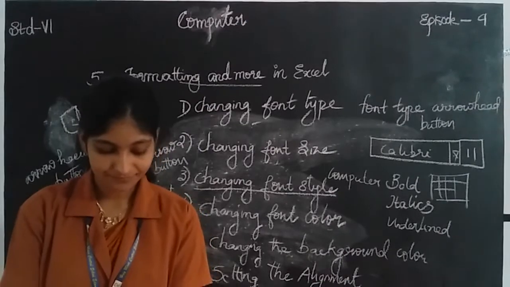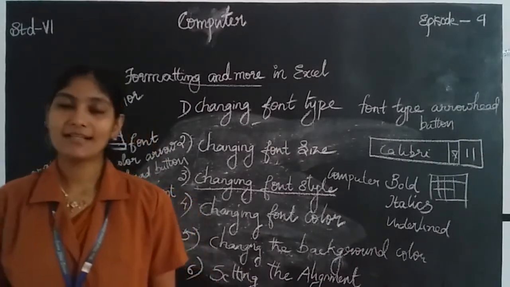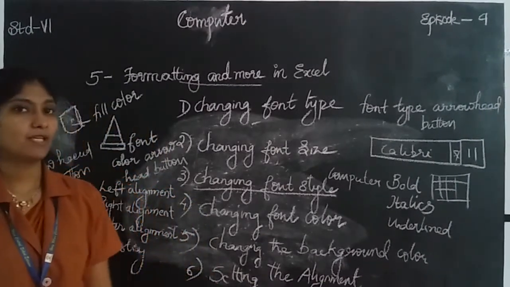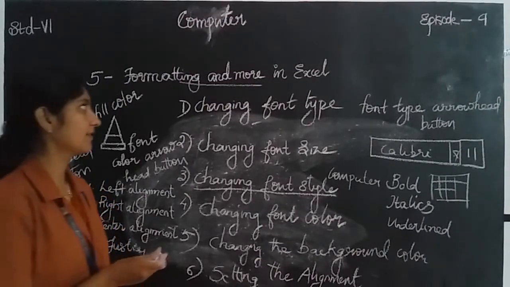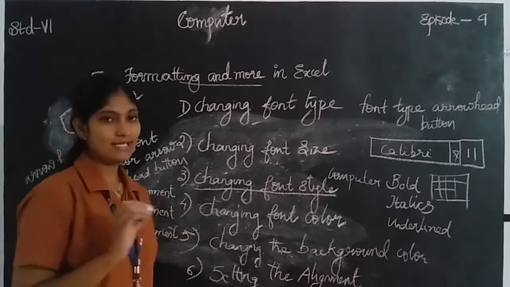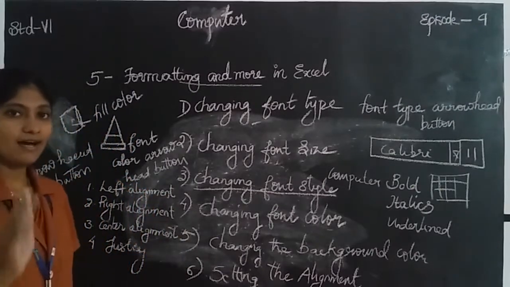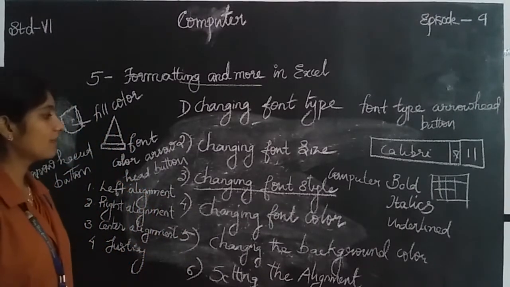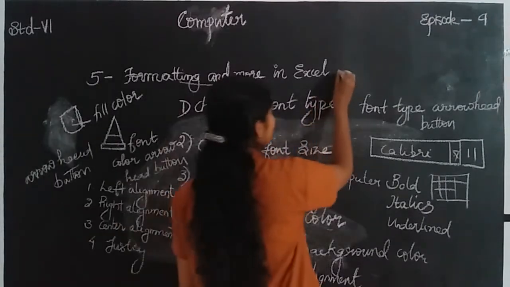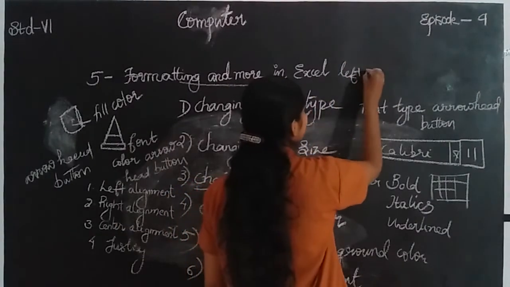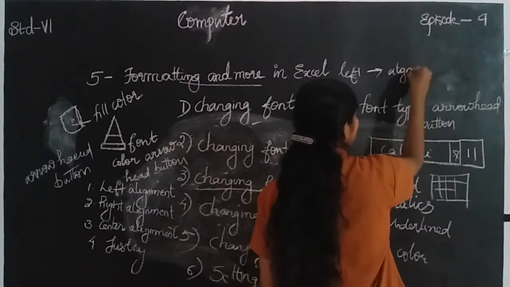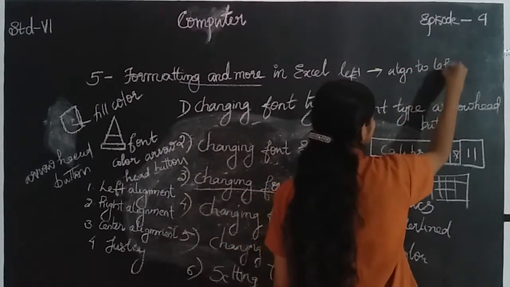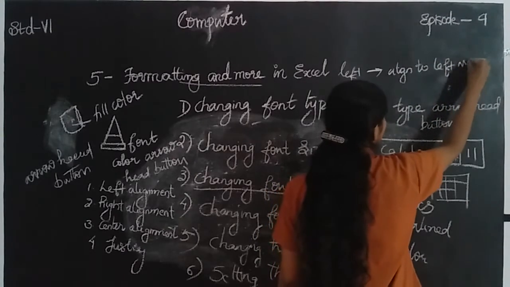So here, left first. Left alignment means the text or the data aligned to the left of the margin. Left alignment means aligned to the left of the margin. Left margin.